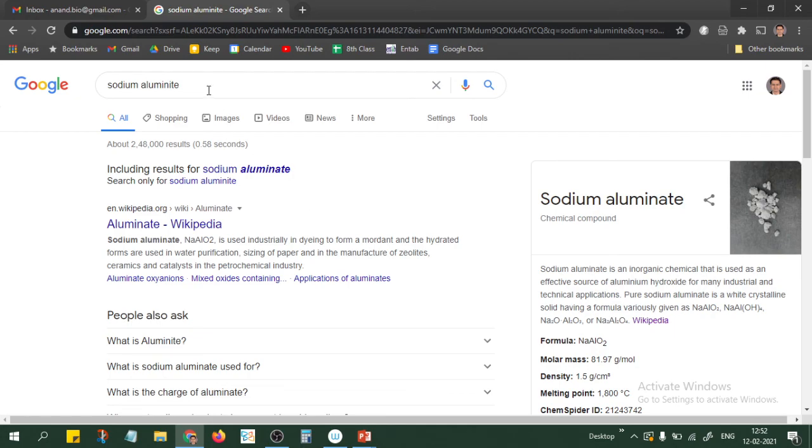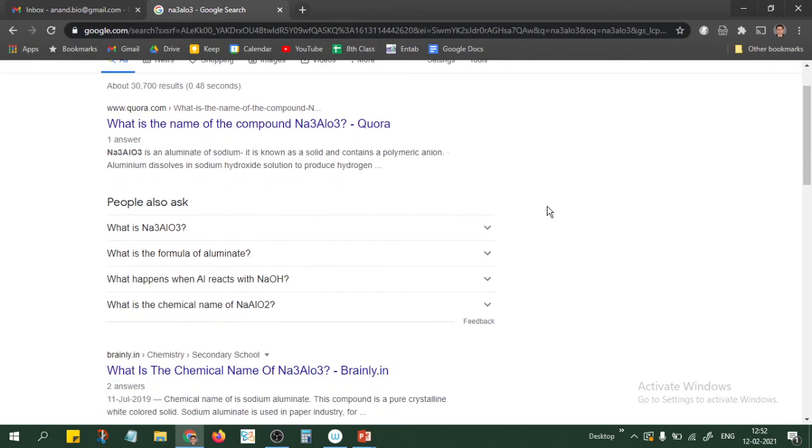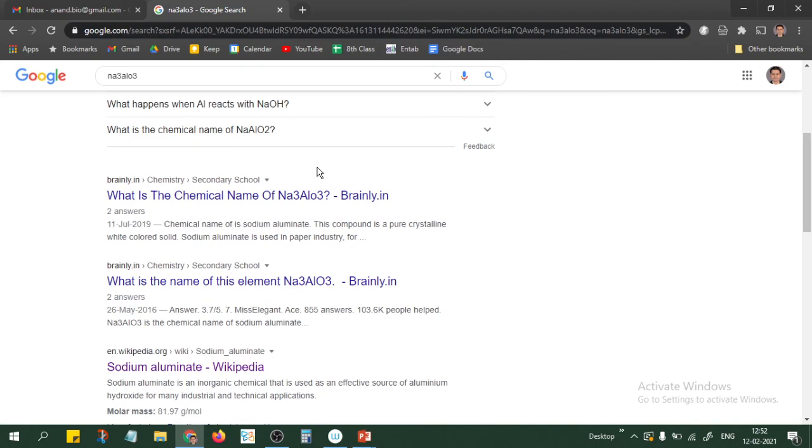Na3AlO3. Aluminate of sodium. And what is meta-aluminate?